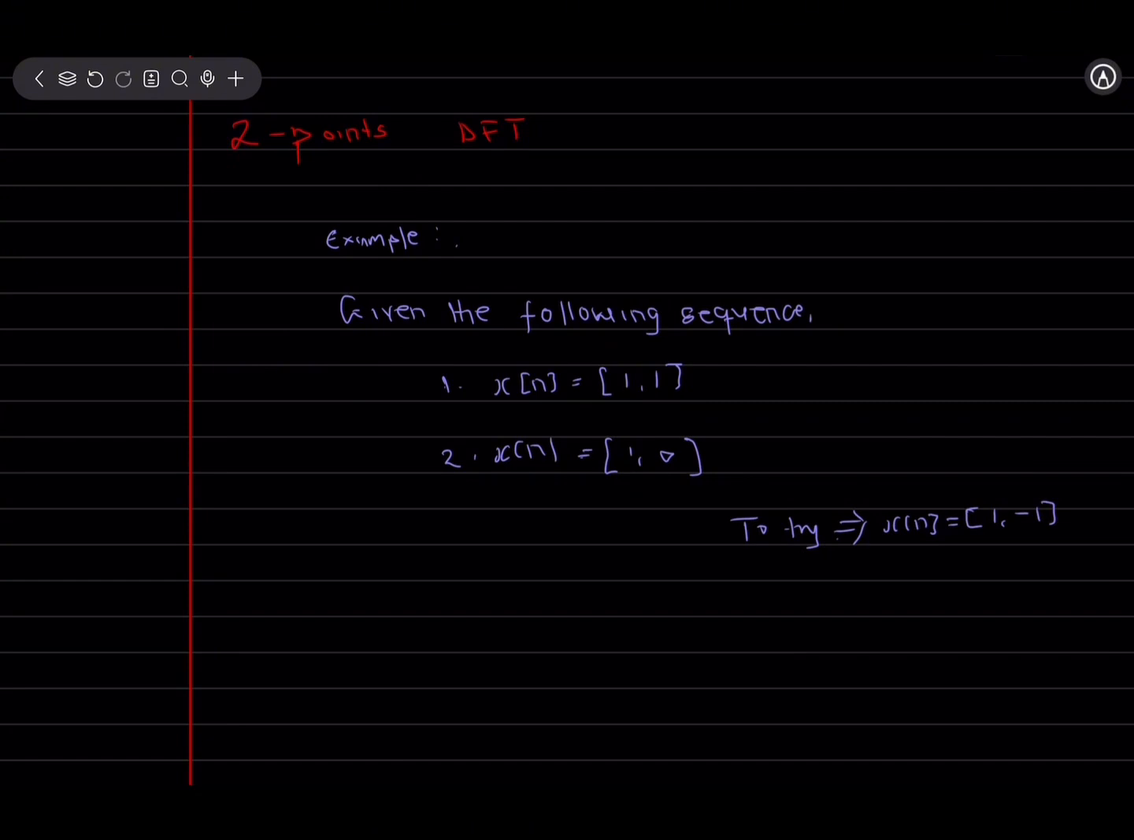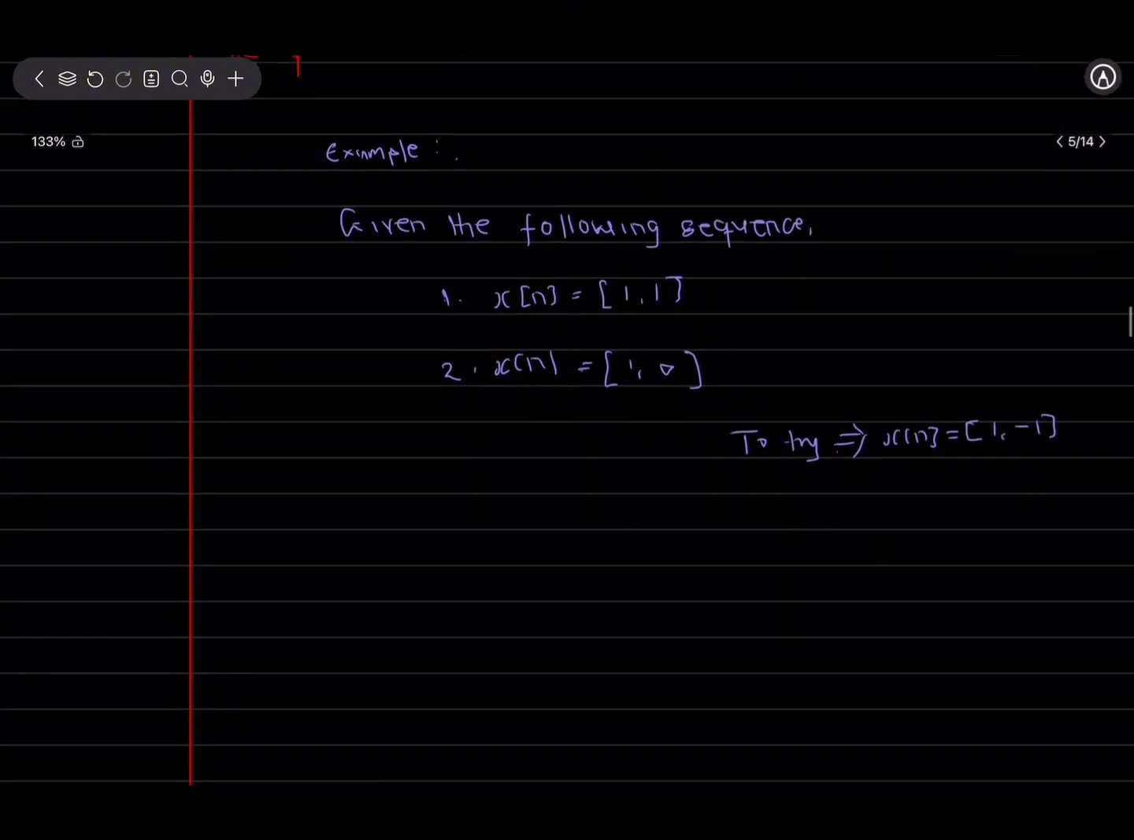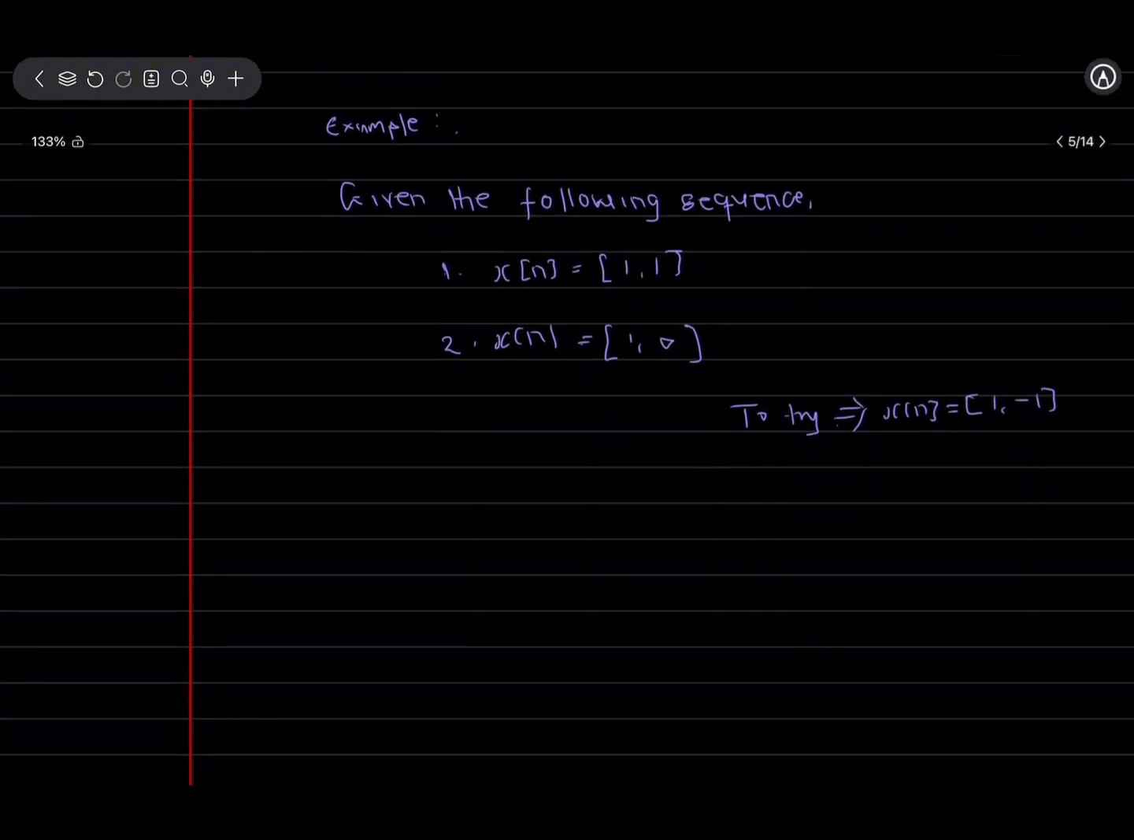So these are the examples that we have. Given the following sequence, we should use direct computation to find the DFT of x of n equal to 1, 1, and then x of n equal to 1, 0. This question here will be a trial question for you, and even the one that I'm solving here, you can pause the video and use the knowledge that you got from the previous tutorial to try your hands on them. But for the meantime, let's proceed to solve this example.